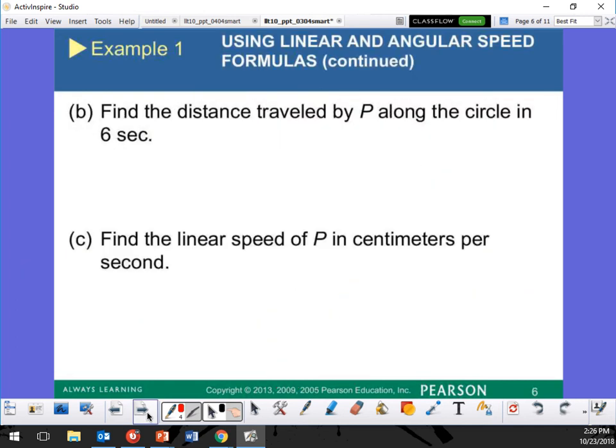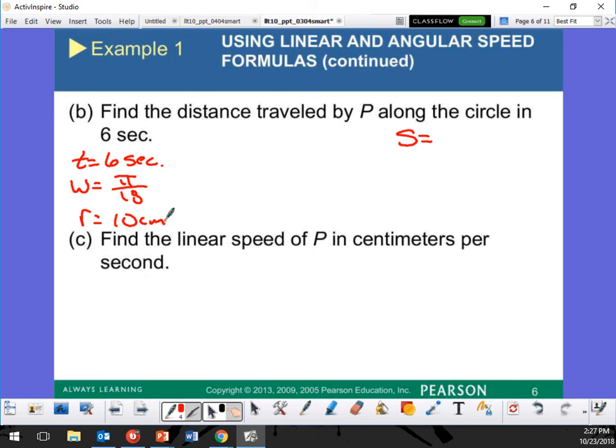If you didn't know that right now, you need to actually notate that. So distance is the S. You want to write that on your notes. Find the distance, so right here I'm looking for S equals. In 6 seconds, so T is 6 seconds. We know that W was pi over 18. R is 10.